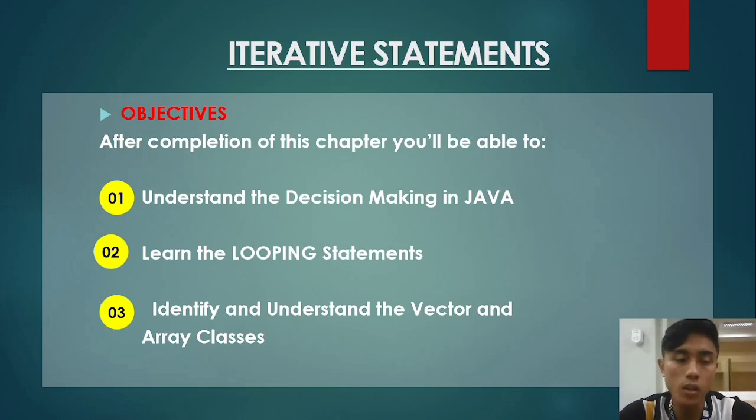But first of all, our main objective after we complete this video is, first, we will be able to understand the decision making in Java. Second, we'll learn the looping statements. And the third one is we'll be able to identify and understand vector and array classes. So these are our goals and targets after you finish this video.